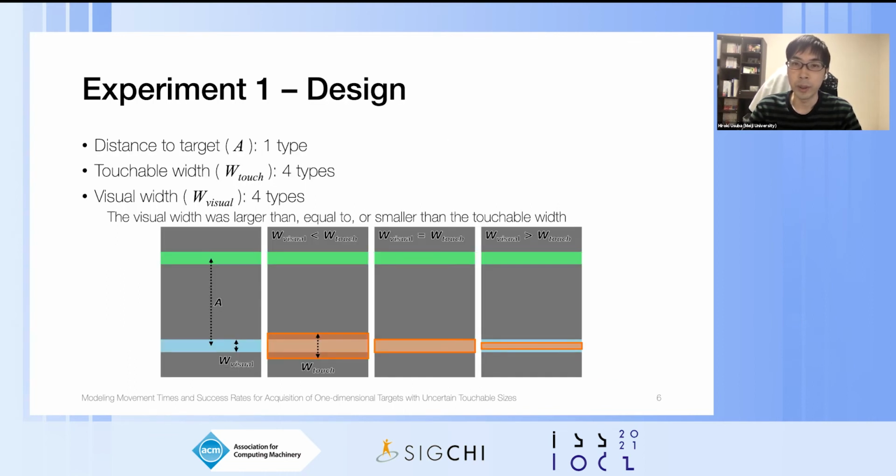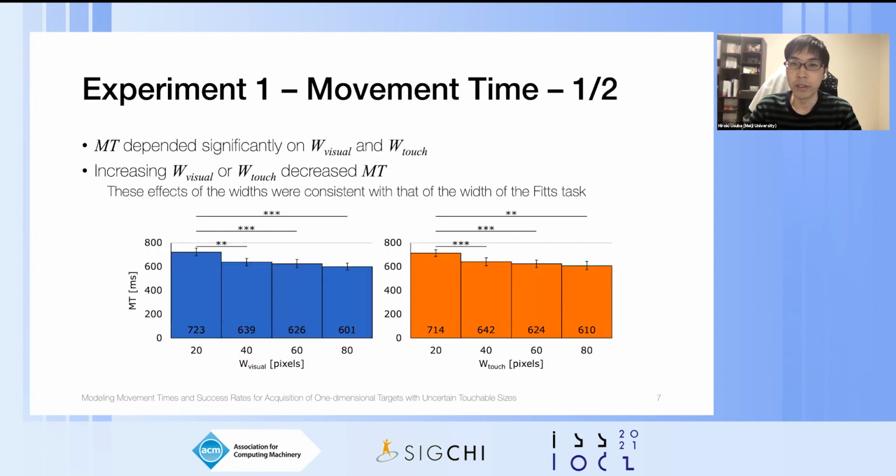The experimental conditions were shown on the screen. There was one type of distance to the target, four types of visual width, and four types of touchable width. So the visual width was larger than, equal to, or smaller than the touchable width. As a result of the experiment, we found the movement time depended significantly on the visual and touchable width.